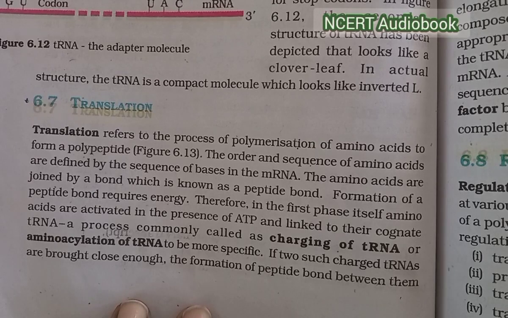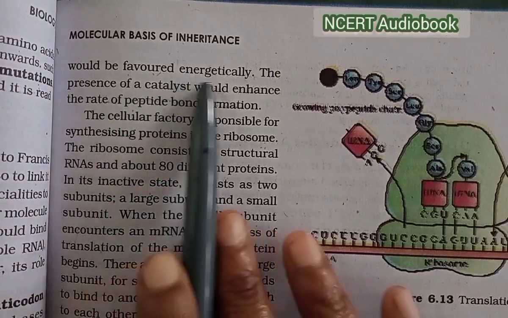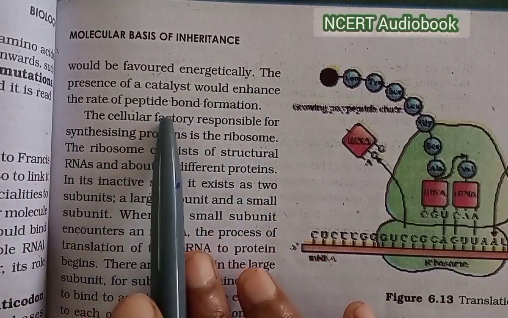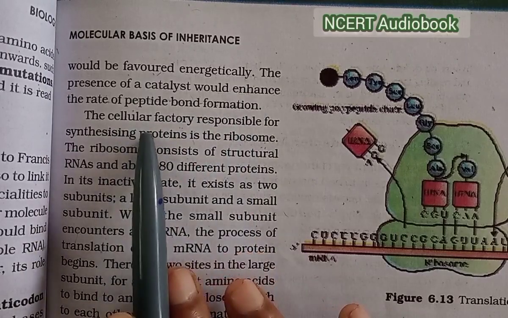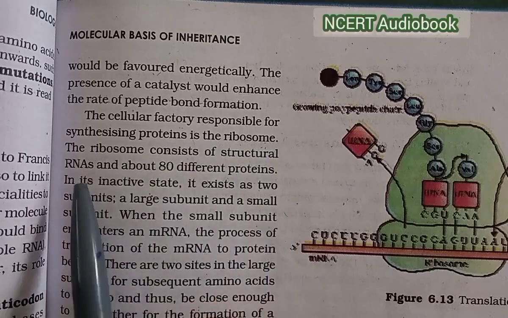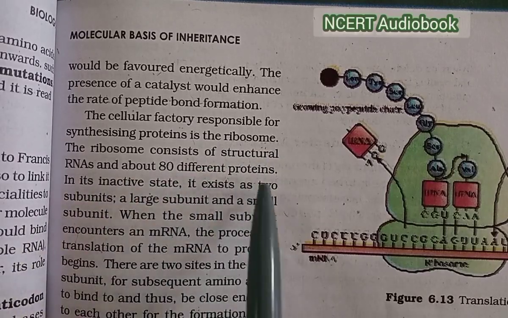To be more specific, if two such charged tRNAs are brought close enough, the formation of a peptide bond between them would be favored energetically. The presence of a catalyst would enhance the rate of peptide bond formation. The cellular factor responsible for synthesizing proteins is the ribosome. The ribosome consists of structural RNAs and about 80 different proteins.